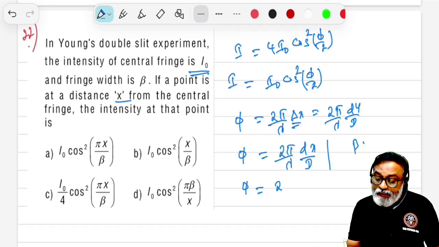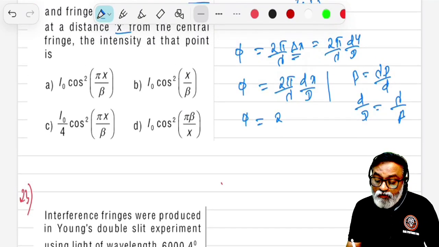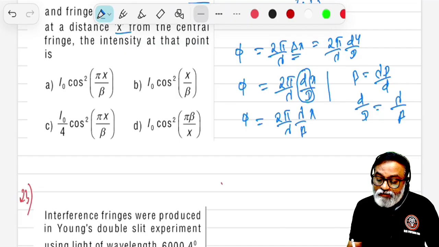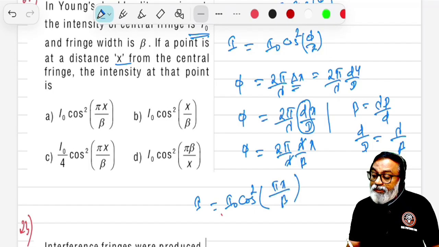Here beta is equal to lambda D by d. From this, d by D is equal to lambda by beta. This becomes 2 pi by lambda, and this d by D is nothing but lambda by beta into x. This lambda gets cancelled. Now I is equal to I naught cos square phi by 2. Phi by 2 means this 2 gets cancelled. Therefore, pi x by beta.